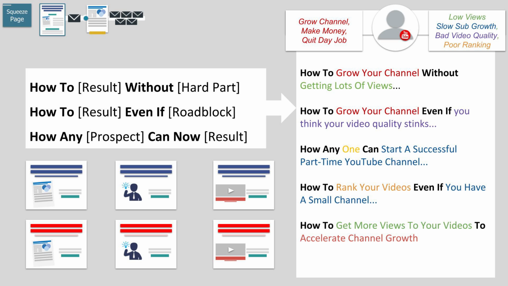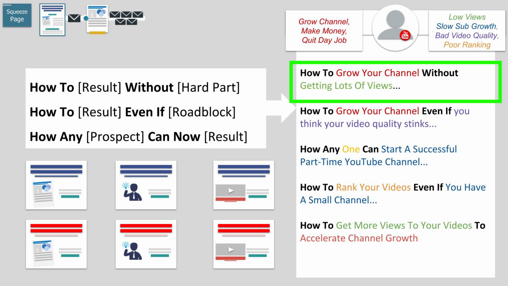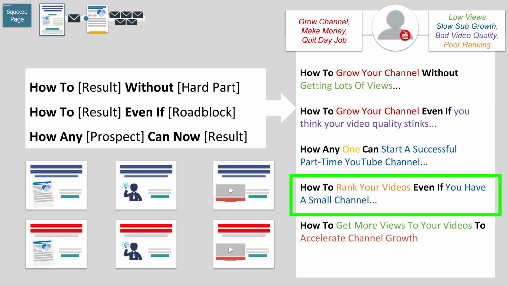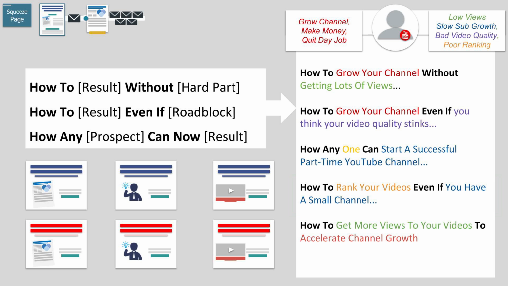So for example here, we have how to grow a channel without getting lots of views. Or number 4, how to rank your videos even if you have a small channel. So the key with these is you're talking about something that your ideal customer would want to achieve, and then acknowledging a problem or a roadblock they think is going to prevent them from getting that result. And that's all you need to do with your headline.